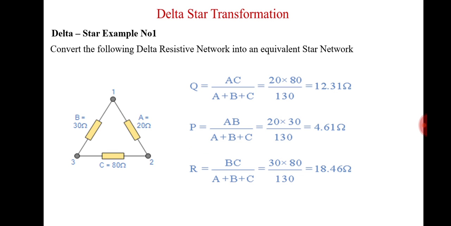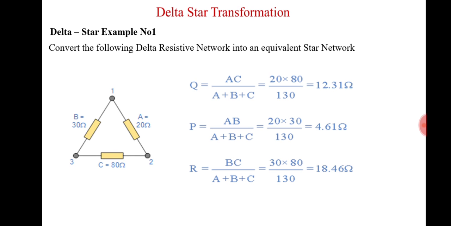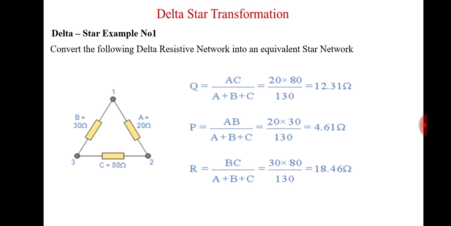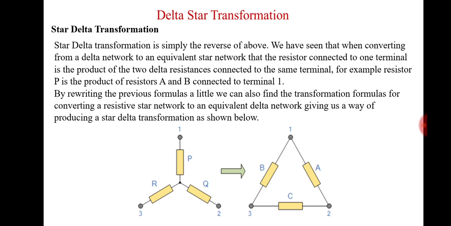Now, delta star transformation example. Here A is equal to 20, B is equal to 30 and C is equal to 80. Now we find Q, P and R in terms of A, B, C. So Q becomes 12.31, P becomes 4.61 and R becomes 18.46 ohm.